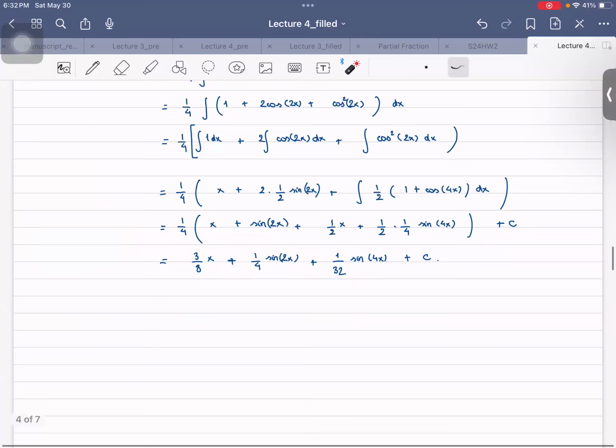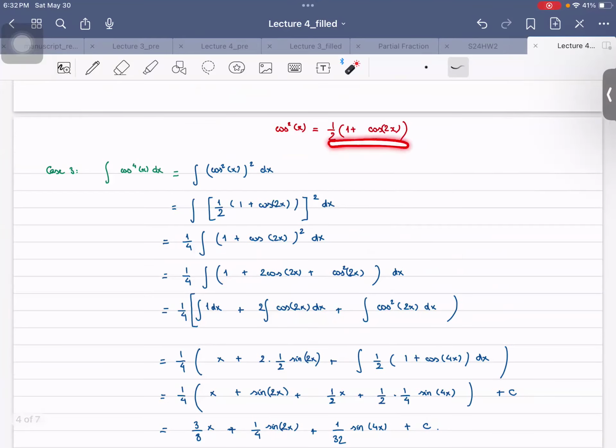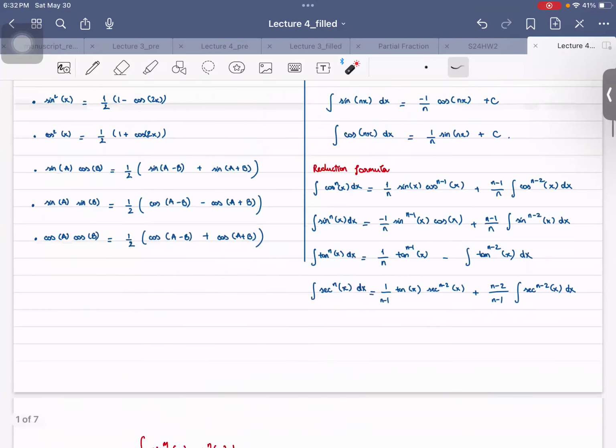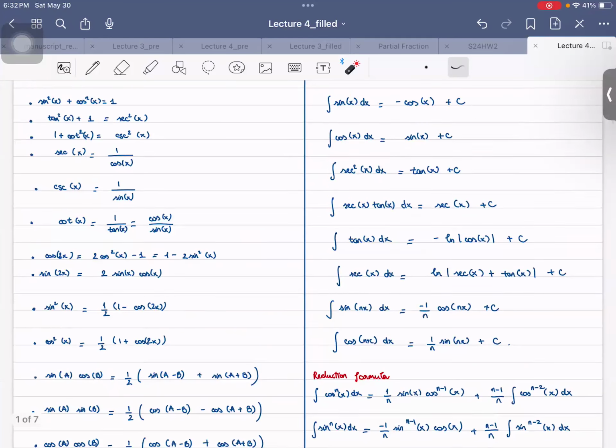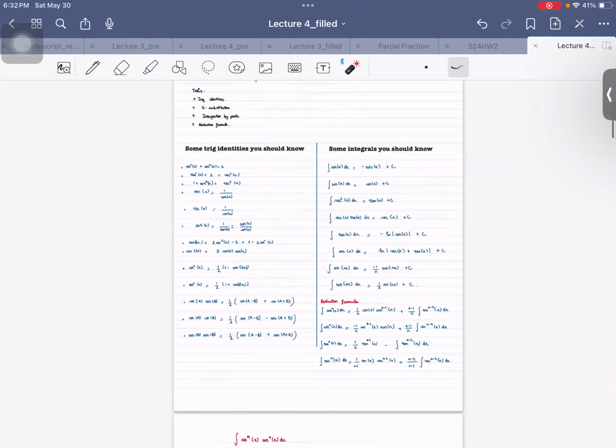Okay, so now we are done with the integration using the trig identity. We use the trig identity to simplify the function that you have. The point is you try to reduce the power into the power of 1. You try to reduce the power of the cosine into cosine to the power of 1 only, because if you have cosine to the power of 1, that means you just have the basic integral. Sine becomes negative cosine, and cosine becomes sine.